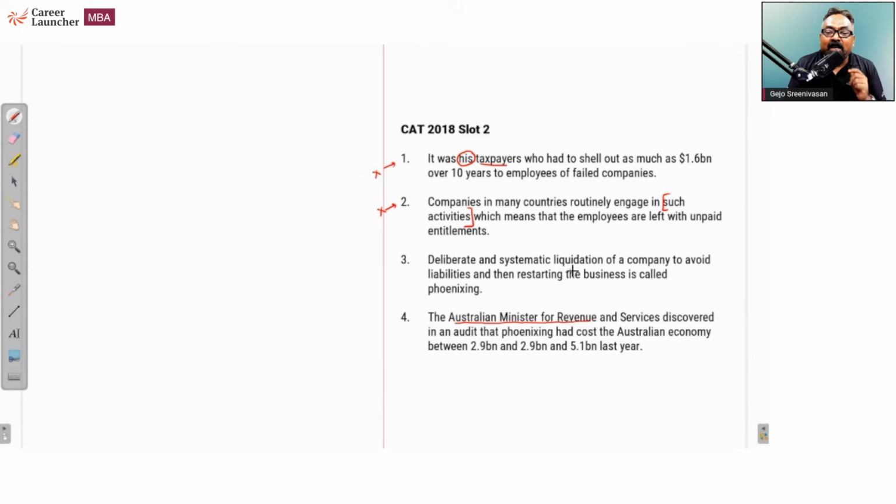Deliberate and systematic liquidation of a company to avoid liabilities and then restarting business is called phoenixing. So this, ladies and gentlemen, is a concept being introduced called phoenixing. Such activities. Companies in many countries do it. Broad. Companies in many countries do that activity.